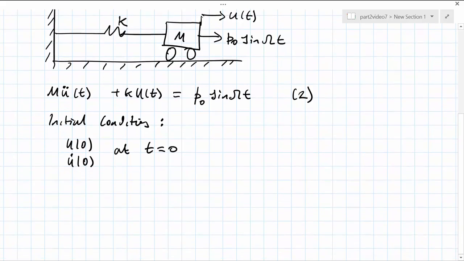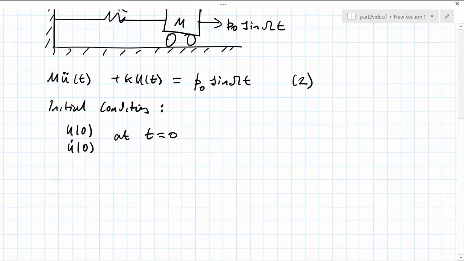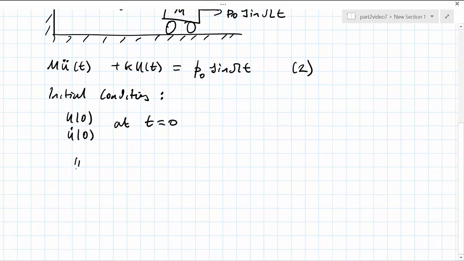This time, however, the equation of motion to be solved is an inhomogeneous ordinary differential equation. As such, we need to evaluate two components. Firstly, the particular integral, and secondly, the complementary function.